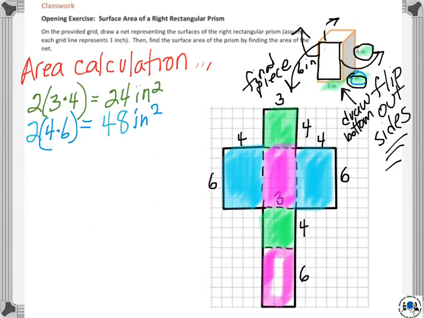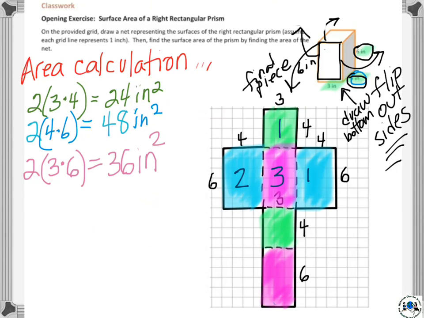Okay, now we get to my purple pieces. Those are the one larger flap we talked about, and the one same size in the back, the front and the back face. And you can see those 2 are 3x6 pieces. So we have 2 times 3 times 6, which is 2 times 18, which is 36 square inches of surface area.